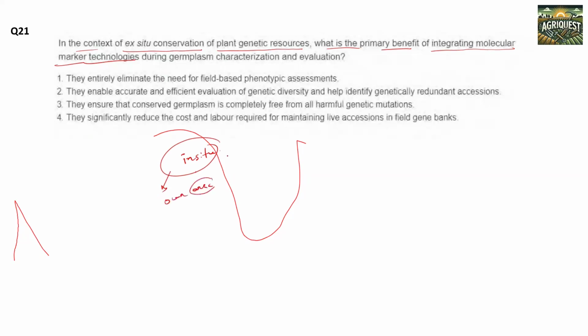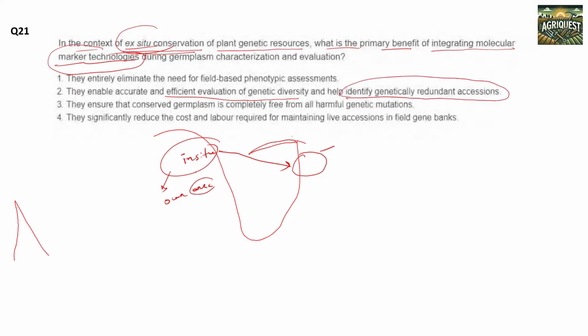Under ex situ conditions, the plants are harvested or removed from their area and conserved under different, controlled conditions. This is called the ex situ condition. In ex situ conservation, a seed bank or gene bank may be used. If marker technology is included, it helps efficient evaluation of genetic diversity and helps identify genetically redundant accessions. So the second option is correct.